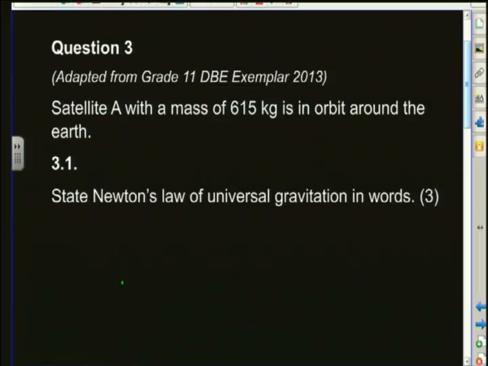First thing they ask you to do is to state Newton's law of universal gravitation in words. In words means you may not use the equation. The equation, though, is force equals G, M1, M2 over r squared. The equation helps us, but first thing we have to remember, this is Newton's law of universal gravitation. Gravity is an attractive force. It cannot ever be repulsion.